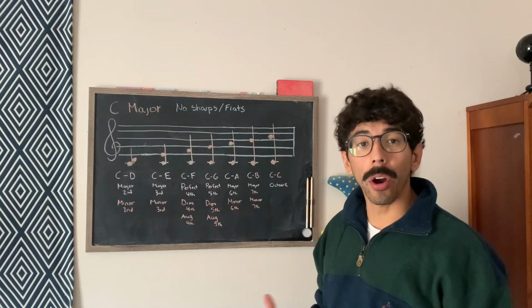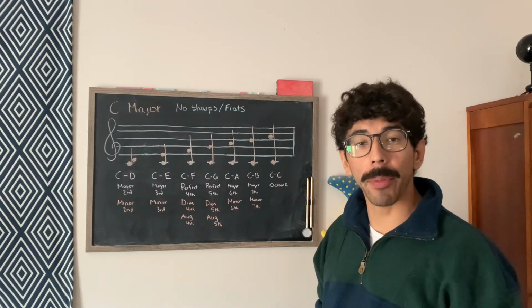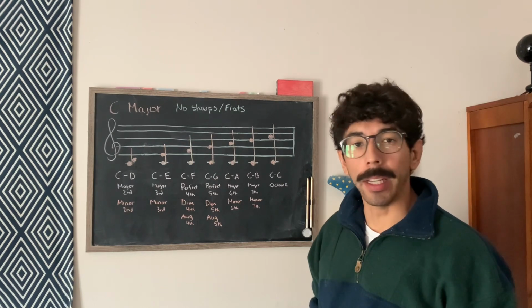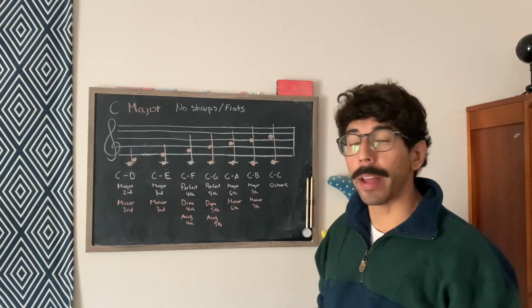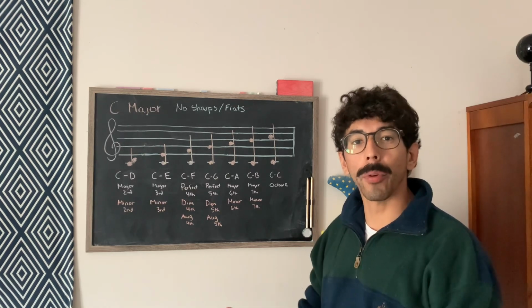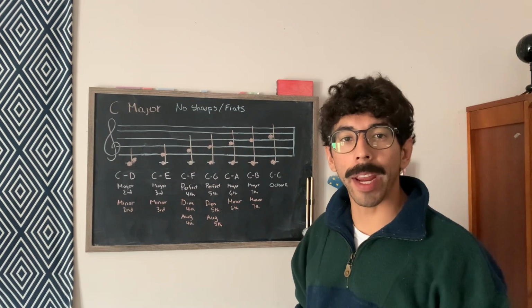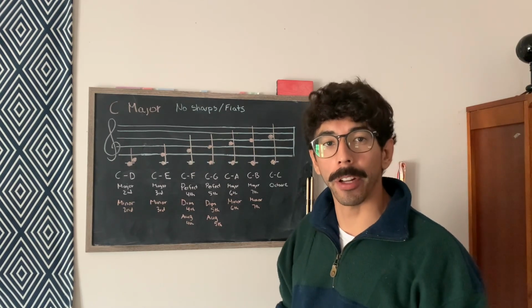So those are the basic intervals for a major scale, and you can transpose them to any key: D, E flat, G major. As long as it's a major scale, all the intervals are going to be the same distance. So how do we change a major interval into a minor interval?